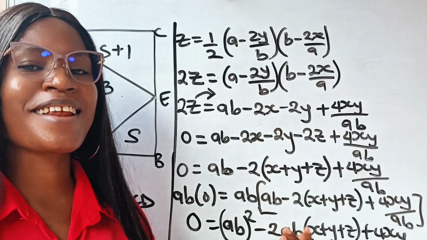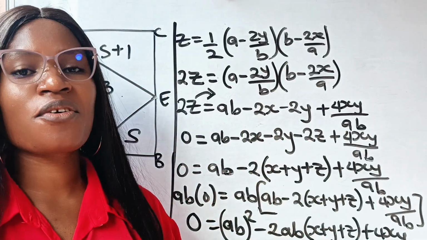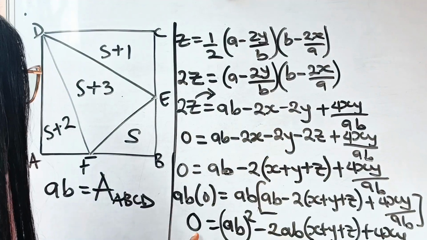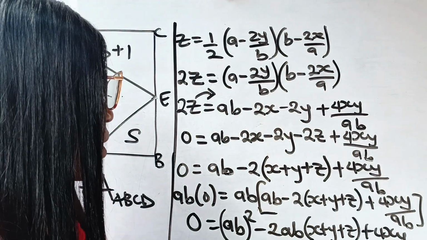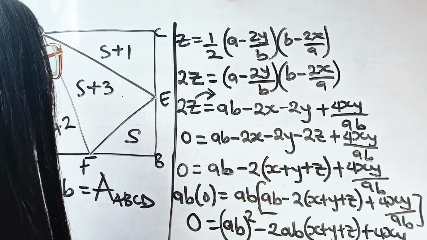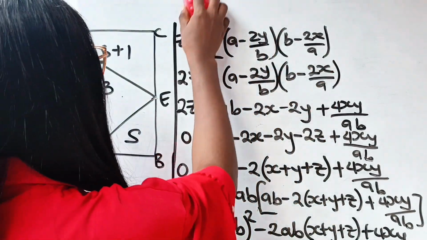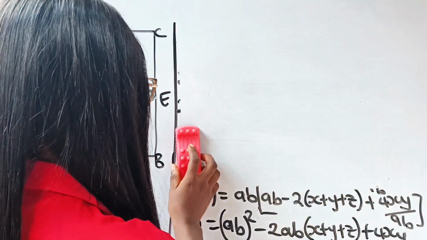Pardon me, this is elementary mathematics. ab times 0 is 0. So here we have 0 is equal to ab squared minus 2ab bracket x plus y plus z plus 4xy. Now let's continue. We are very close to getting the solution to this whole thing.